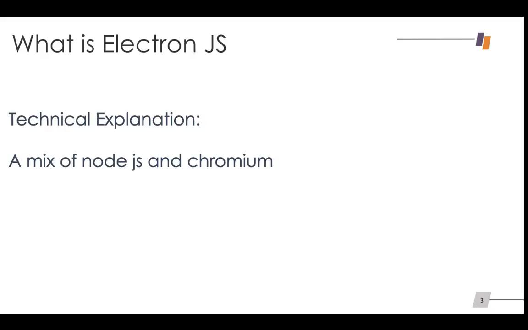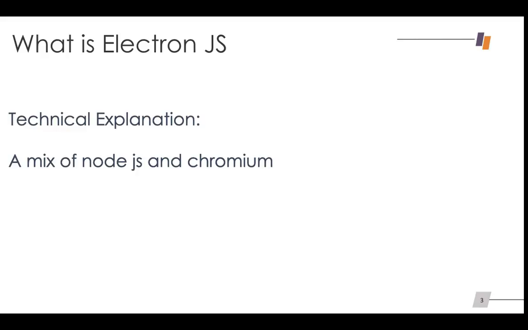Because of this, any web application or Node.js application you have already written can be converted to a desktop app using Electron.js. So once again, Electron.js is a framework that allows you to build native applications using web technologies like HTML, CSS, and JavaScript. And these applications you are building are cross-platform. So that means that they can run on all operating systems, that's Windows, Mac, and Linux.